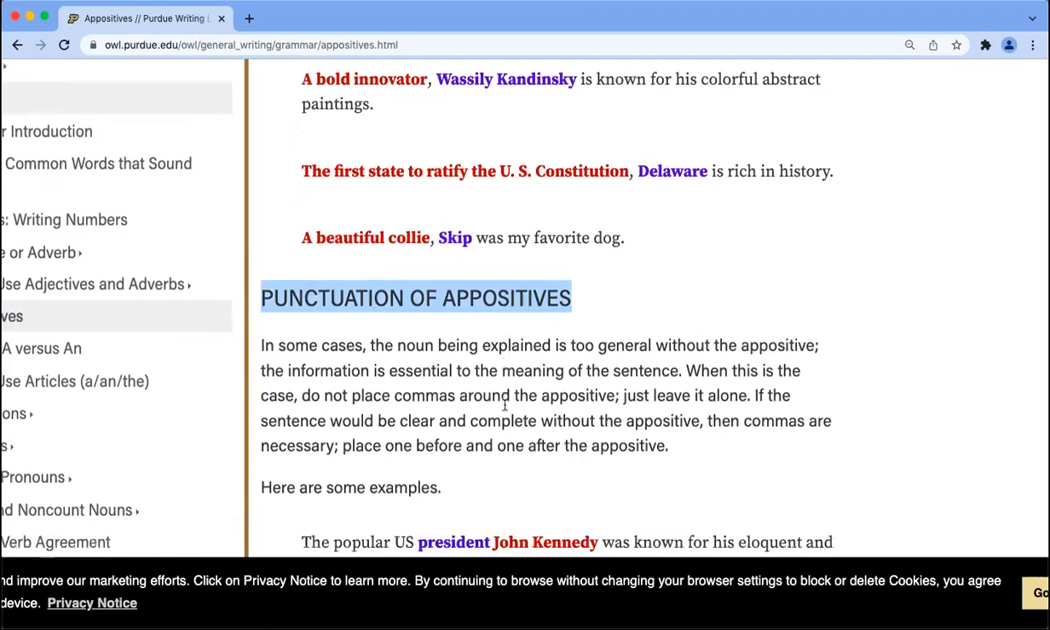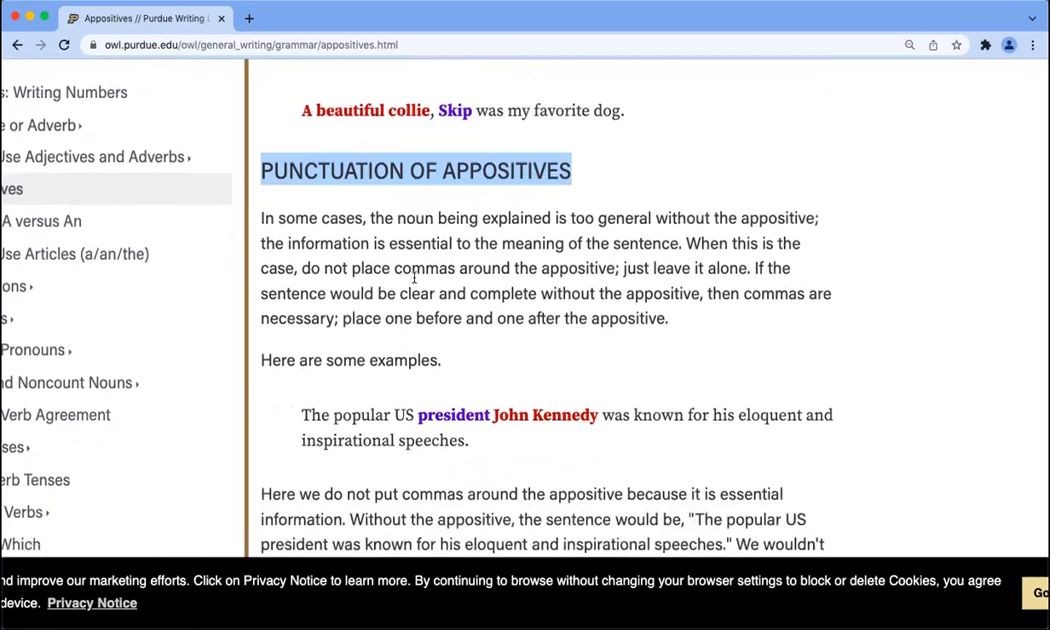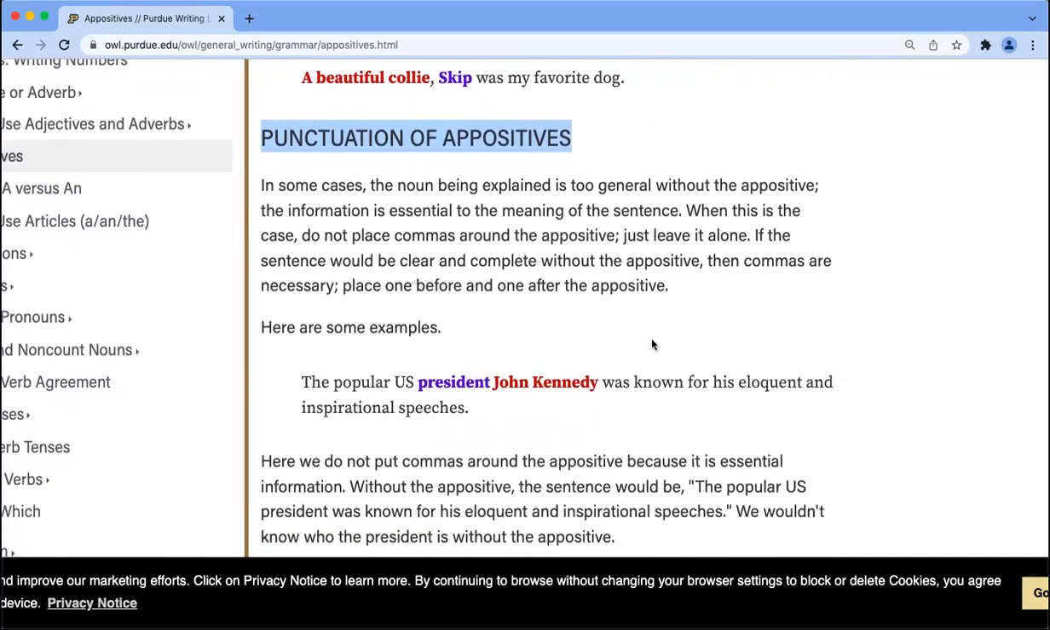In some cases, the nouns that are explained within the appositive, the information is essential in the sentence to be described. However, we don't move the place of commas, we just put the commas around the appositive. If it is at the beginning, we need a comma after. If it is in the middle of a sentence, we put a comma before and after. If it is at the end of a sentence, we need a comma preceding it, or before.